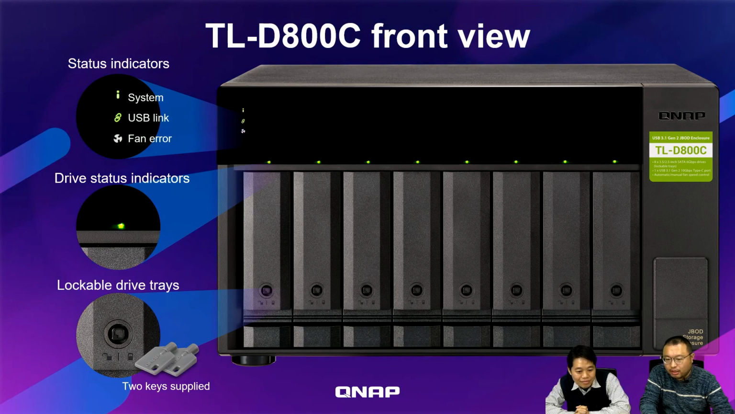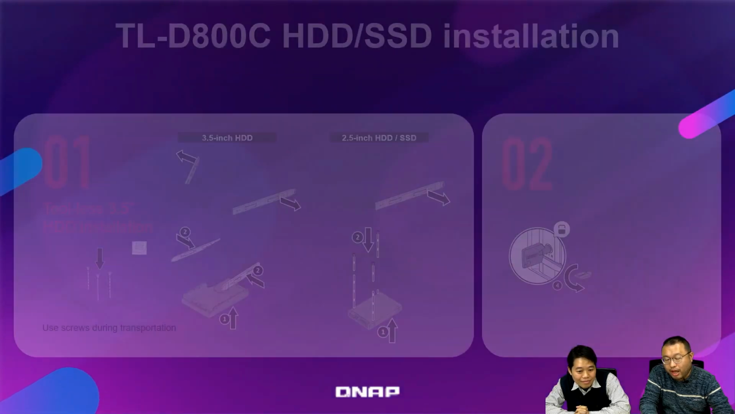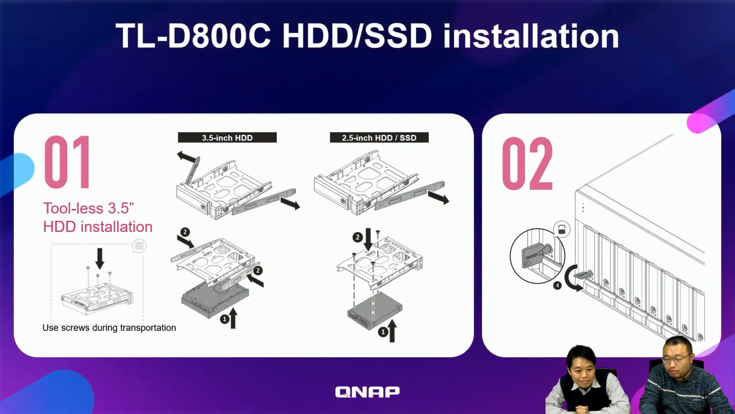And how do you install the hard drives or SSDs? It is actually very simple. For the 3.5-inch hard drives, you can just follow the picture. You don't need a screwdriver. Simply remove the side panels, put in the hard drives, and then put it back on. But remember, if you want to transport the JBOD while the hard drives are installed, we recommend installing the screws before transportation, just to make it more secure.